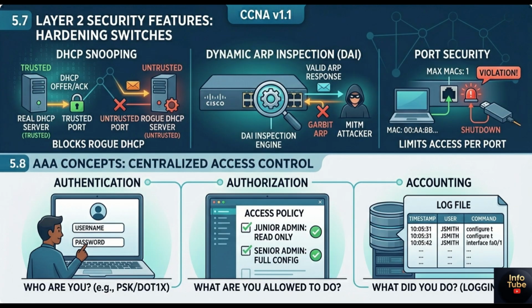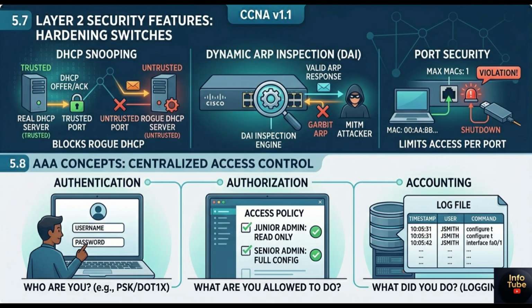5.7 Layer 2 Security Features. Hackers often attack the lower levels of a network. We use these three features to lock down our switches. DHCP Snooping prevents a rogue DHCP server from handing out wrong IP addresses. The switch only allows DHCP responses from trusted ports.